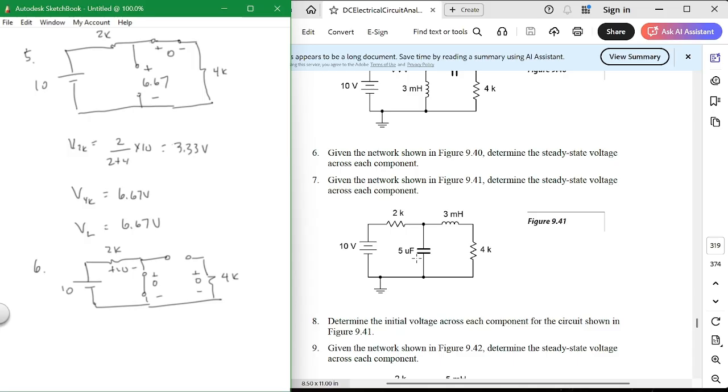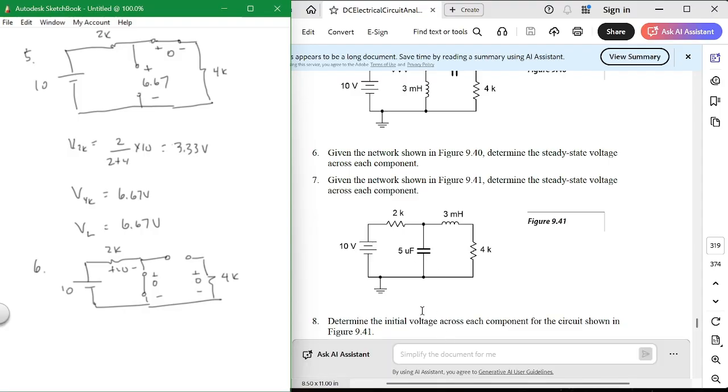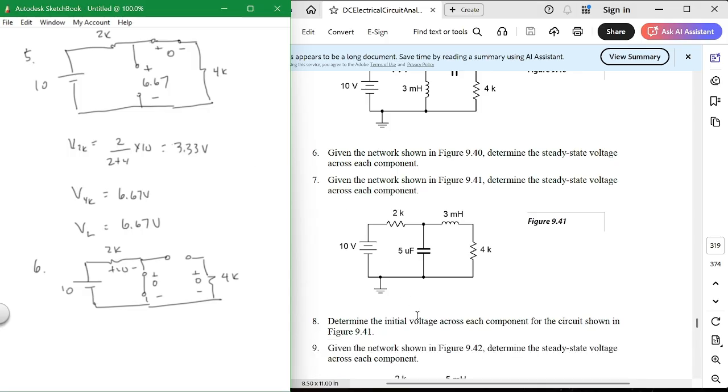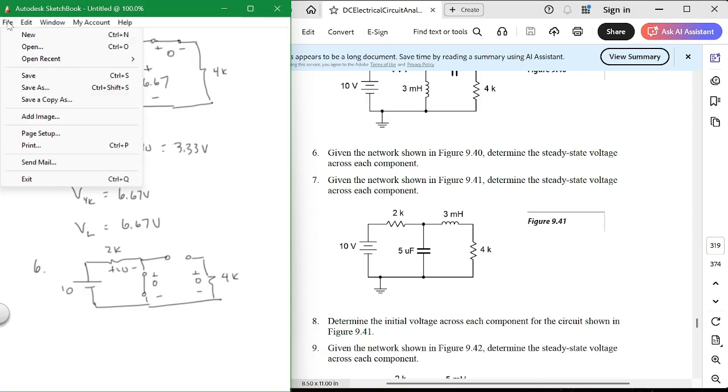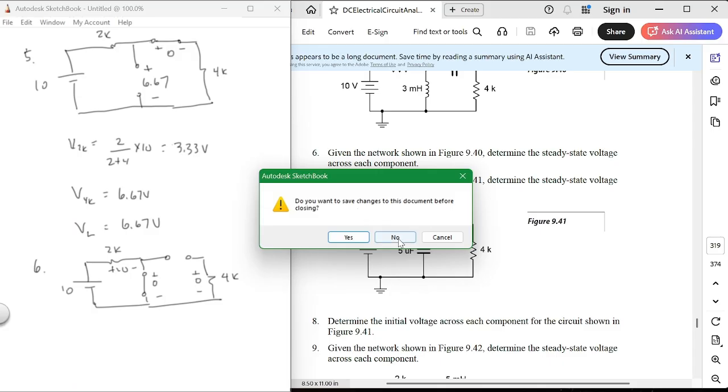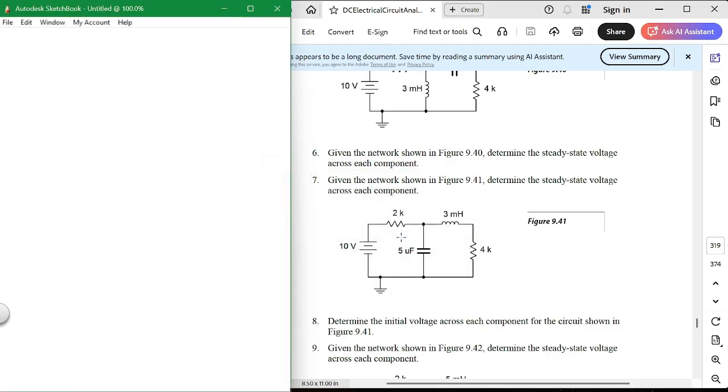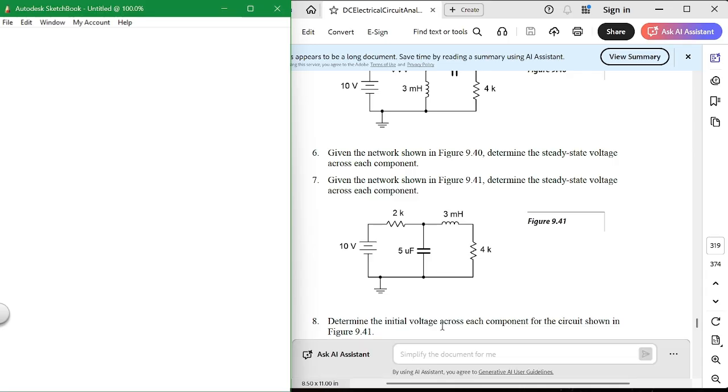So number 7, now they're asking for the steady state, and then they're asking for the initial. So do we want to solve number 7 first, or number 8 first? Do you want to do initial conditions? Because that's problem number 8. Initial conditions and then final conditions. Let's do number 8 first, okay?